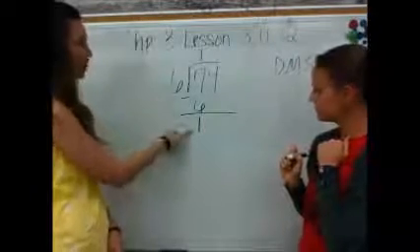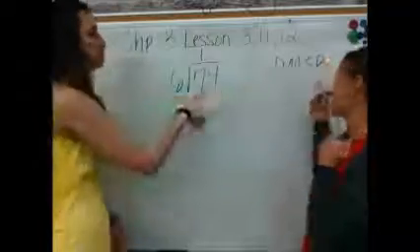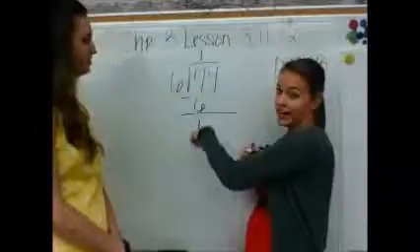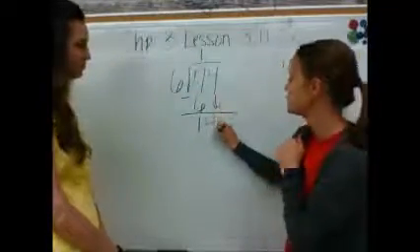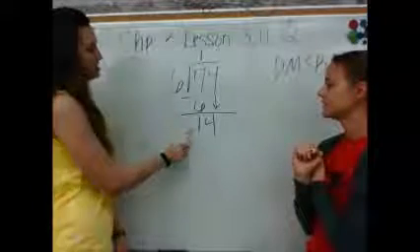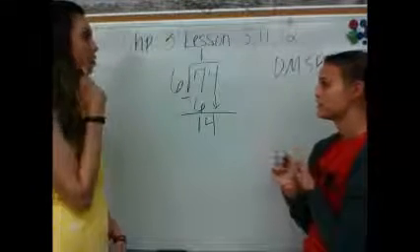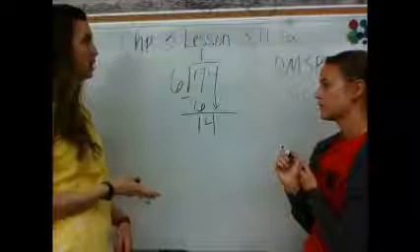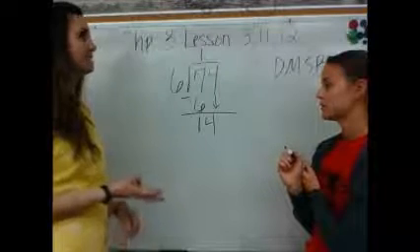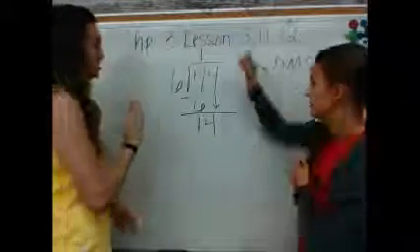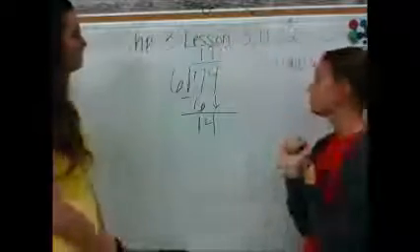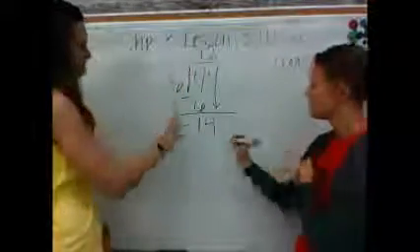6 can't go into 1. Oh, I forgot to bring down. You forgot to bring down. She was trying to divide. She messed up. All right, 6 goes into 14. Well, it could go in 2, and that would be 12. 3 would be 18, so that's too many. So only 2 times. Can't go over. So 2 times 6 is 12.